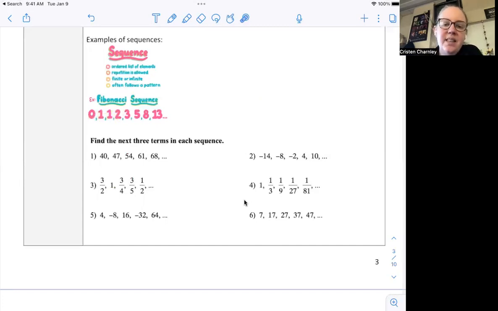So you want to find the next 3 terms in each sequence. You don't really need me for that. I tried to pick ones that were fairly straightforward. So pause the video here, see if you can come up with the terms in the sequence, and then we will check our notes together.